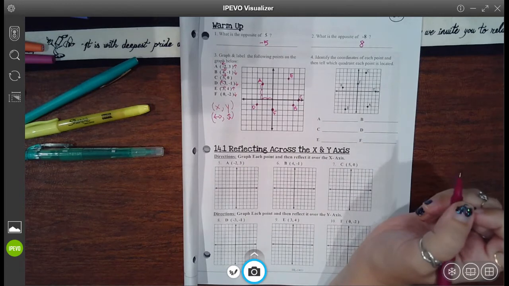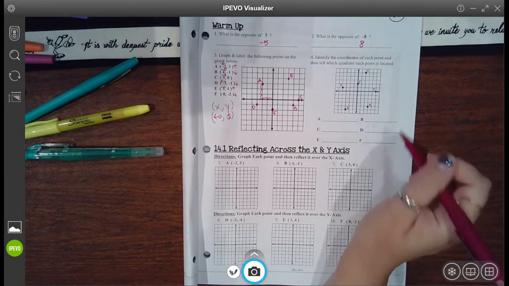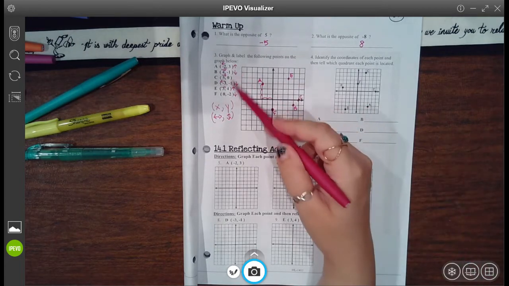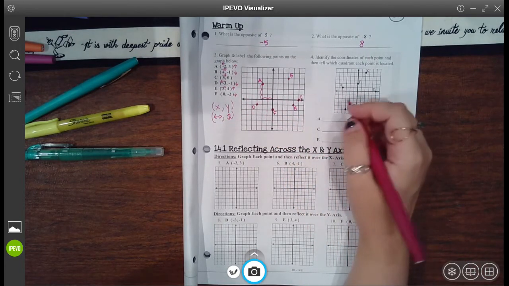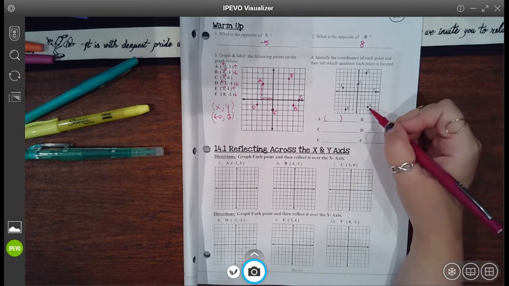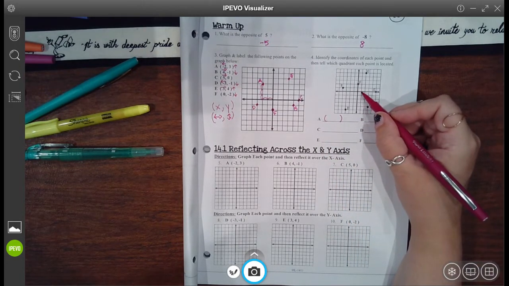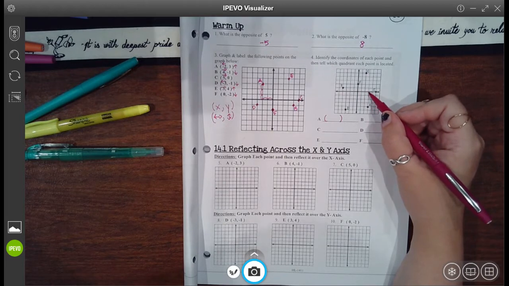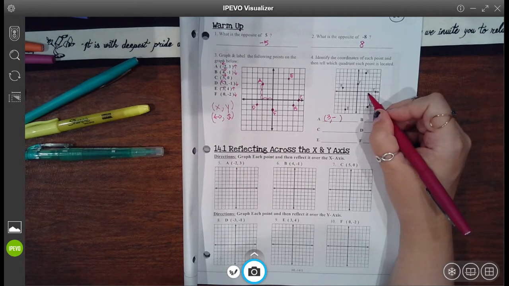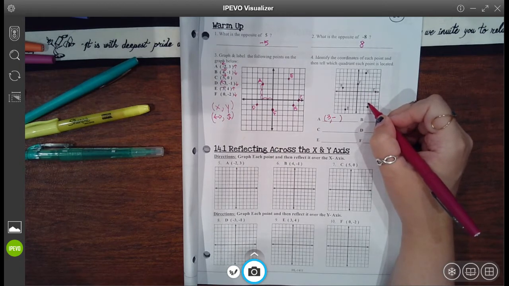There you go. Okay, for this one, this time I'm telling the coordinate point. Here they gave me the coordinate point and I plotted it. This time they gave me the point, and I'm going to say what it is. So find A, it's here. They moved 1, 2, 3 to the right and down, so negative 1, 2, 3, 4.